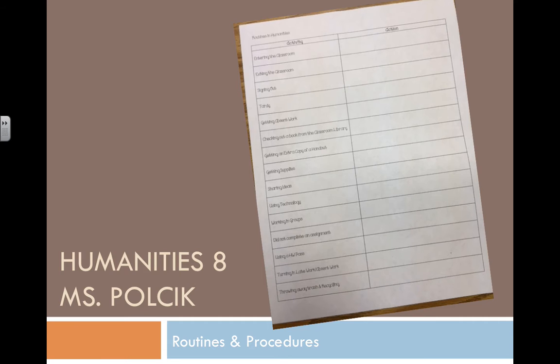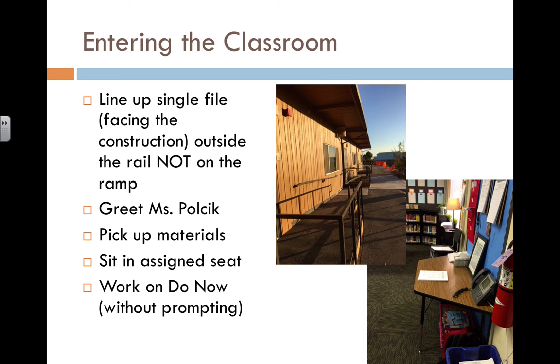Right, here we go. So the first routine that we went over as a class was how to enter the classroom. As a reminder, you'll be lining up single file outside of T3. You're going to line up outside of the railing on the ramp instead of on the ramp itself, and you're going to be facing the construction. You're going to greet me as you walk in.